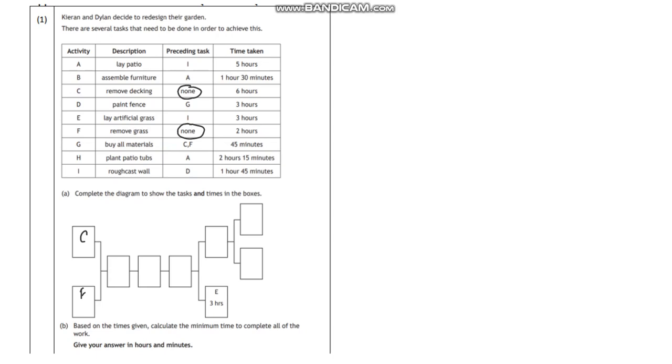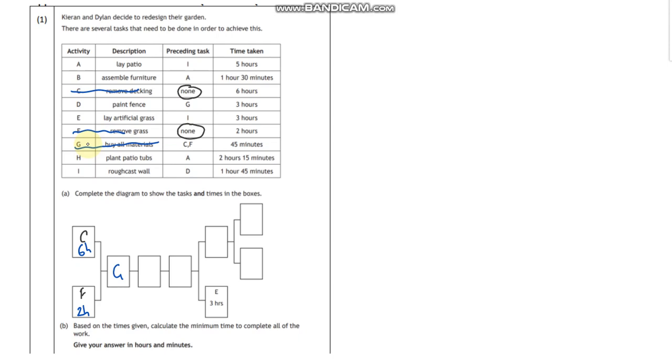Maybe a different color, why not? That'll be C and F. And if you want to, you can just put the time in as we go as well. So that's 6 hours and that's 2 hours. Okay. So then what comes after C and F? So let's look, when I go preceding task C and F, I'm just going to score these out as I go as well. So the preceding task for that is G.